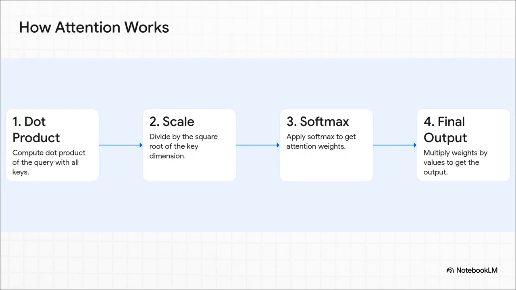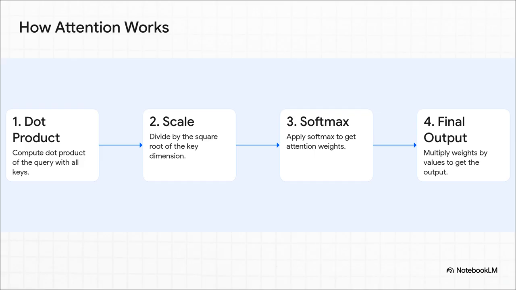So let's walk through it. Imagine the word is kicking. First, you take the query for kicking and calculate its dot product with the key of every word in the sentence. You'd expect a high score with the word ball, right? That's compatibility. Second, you scale all those scores down to keep them stable.